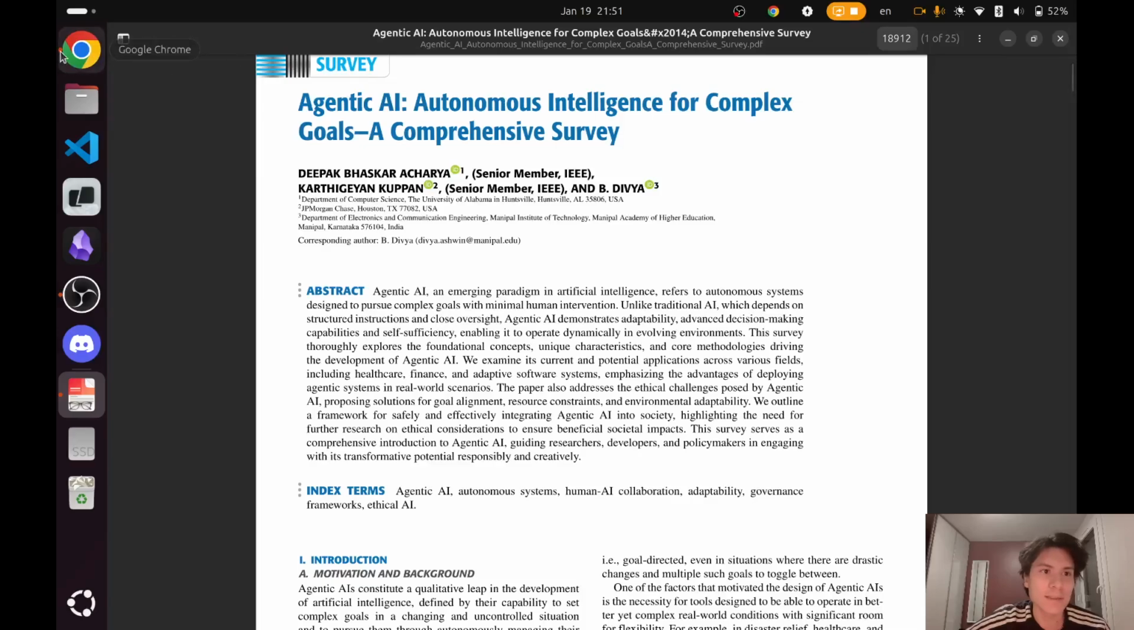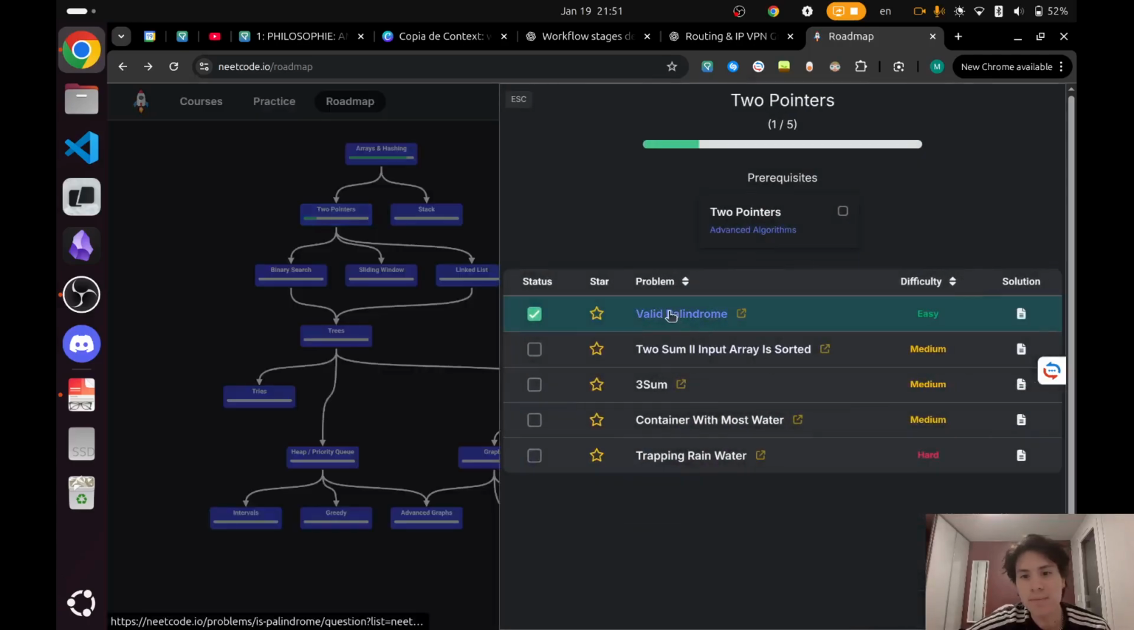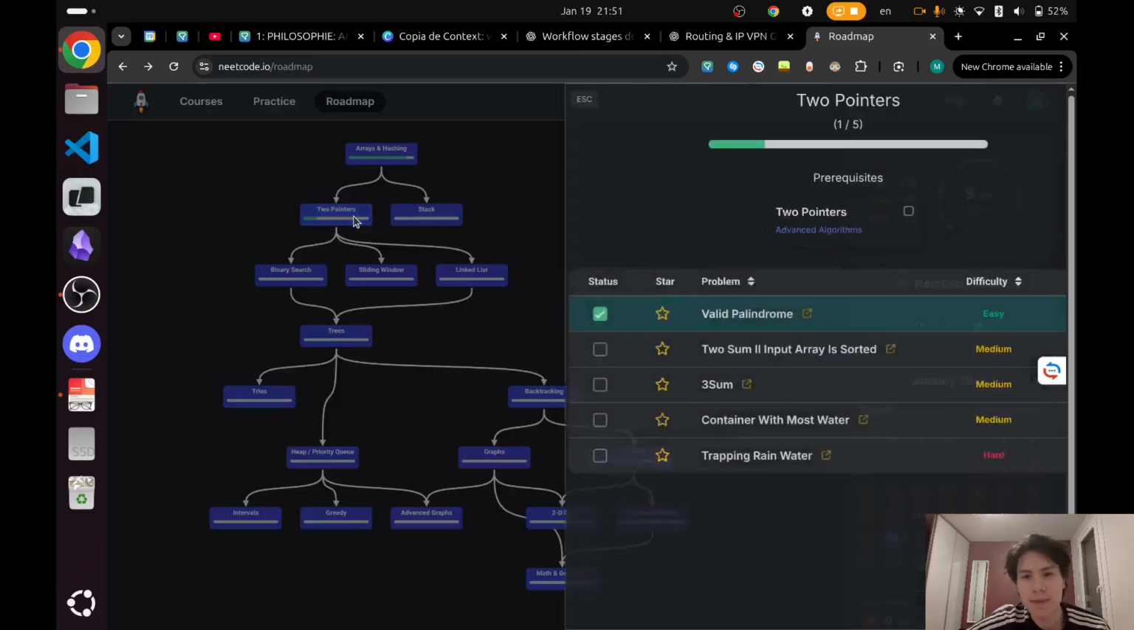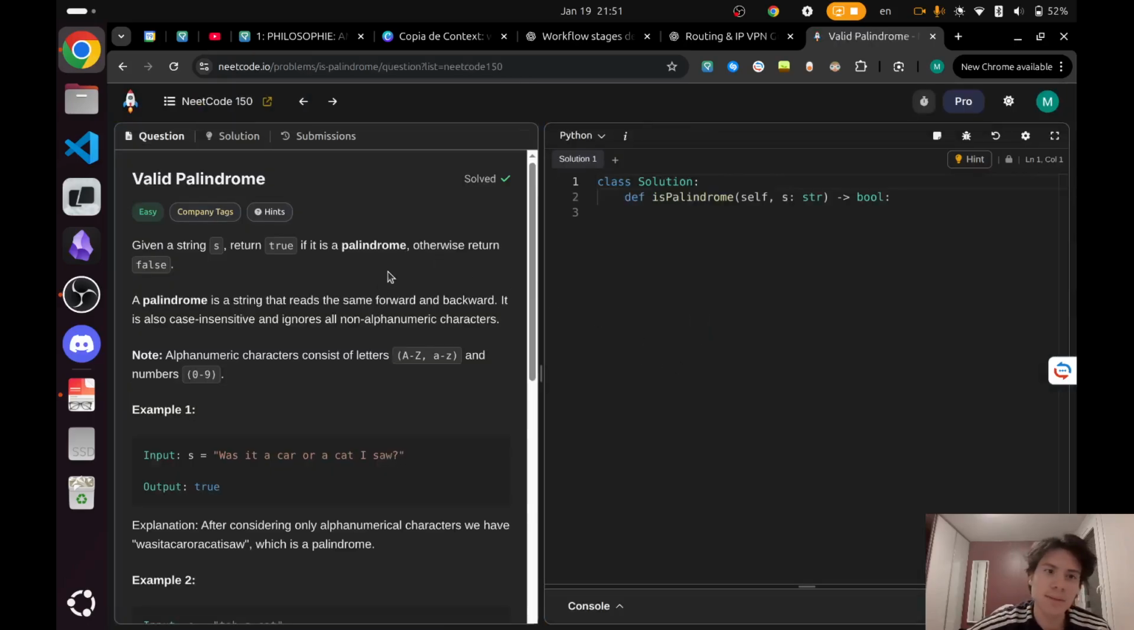And aside from this, I also did this LeetCode, right? The first one, the valid palindrome. It was very easy. So it was just with 2 pointers. There was an interesting solution I saw.